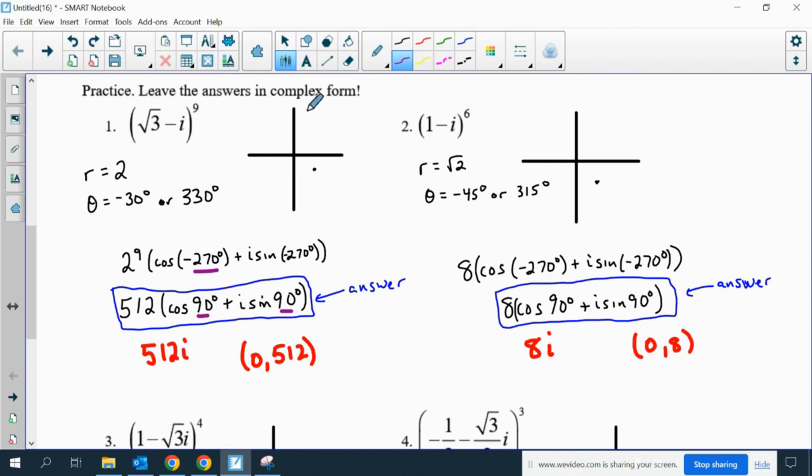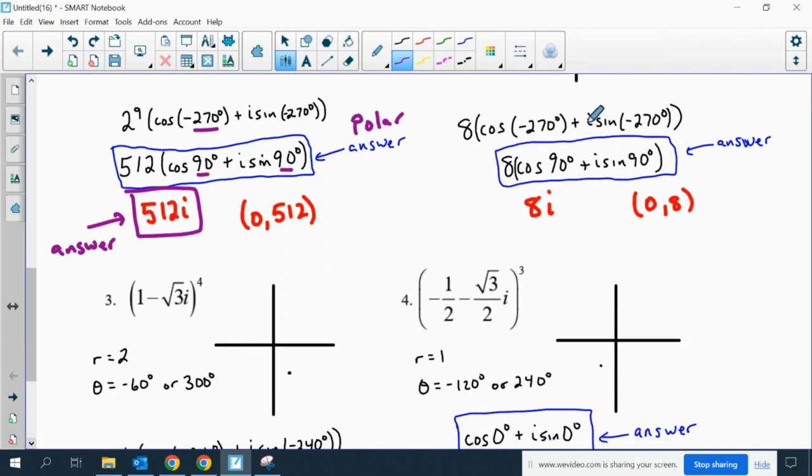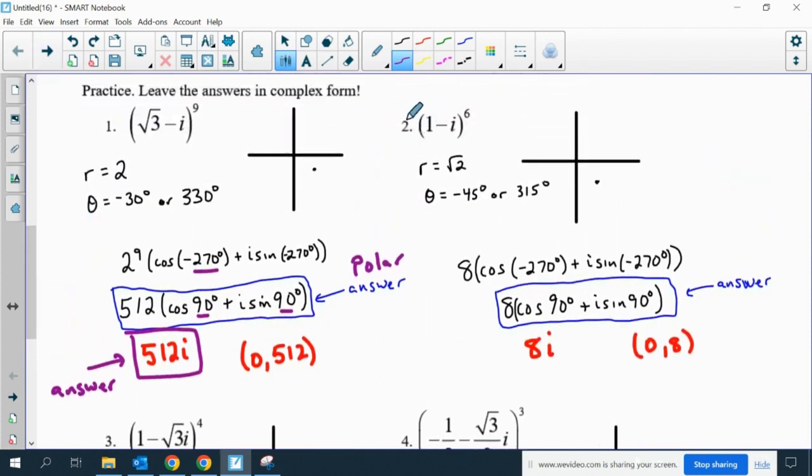It tells me to leave my answers in complex form, not polar form, so I guess this is my polar answer, but if I want it in regular complex form, which is what the directions say, I guess this would be my answer. I misread the directions, and I have to make this video very fast because my wife is about to go to the hospital. Not for anything bad, because my baby is about to be born pretty soon.